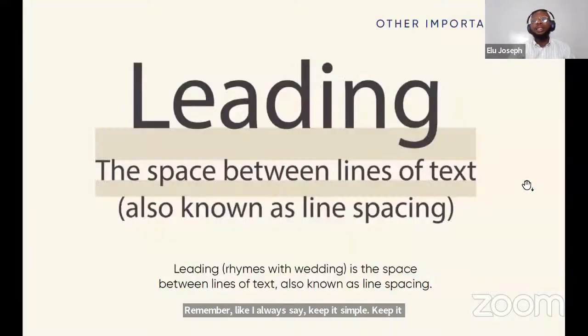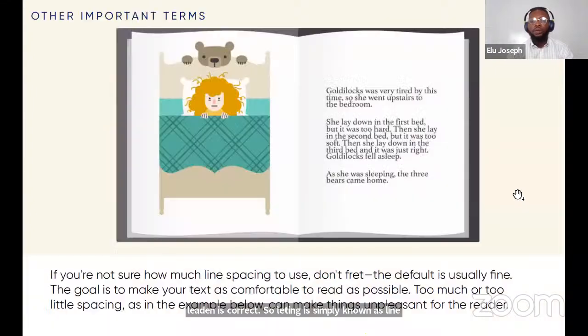Now, the next thing is leading. Leading is the space between lines of text. Some text can be too tight, like maybe you're reading a paragraph and there's no proper spacing between each line of text. That would be a wrong leading. But if it's properly spaced or evenly spaced, then the leading is correct. So leading is simply known as line spacing. Okay.